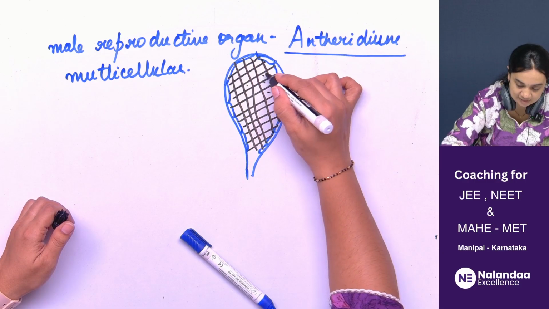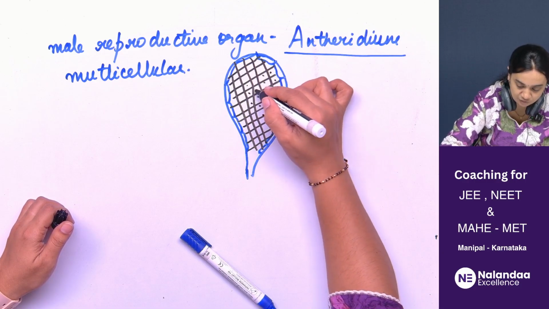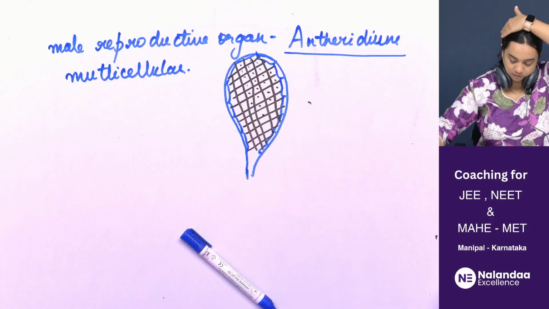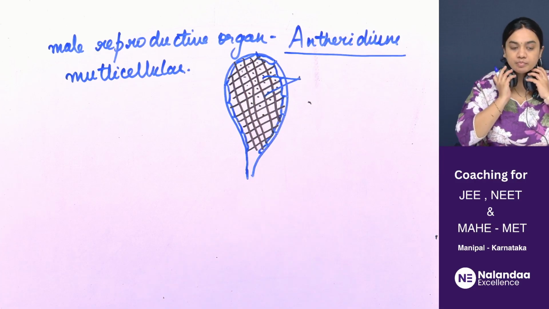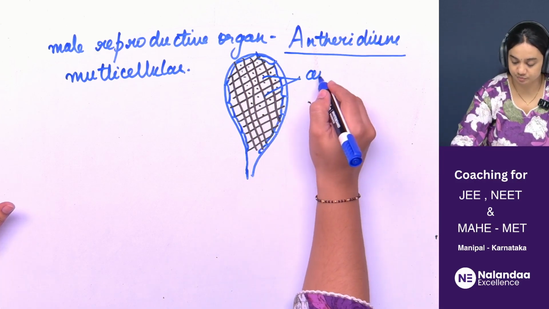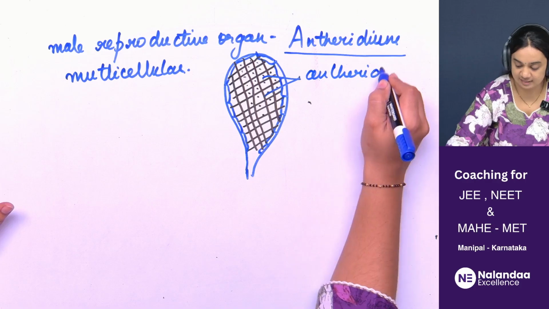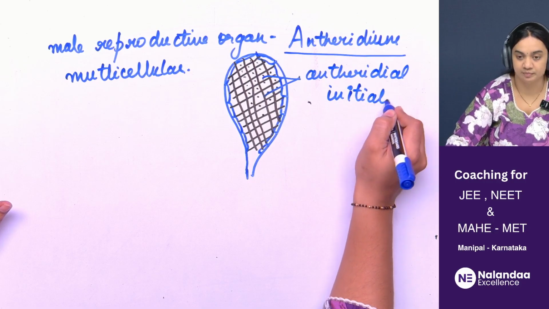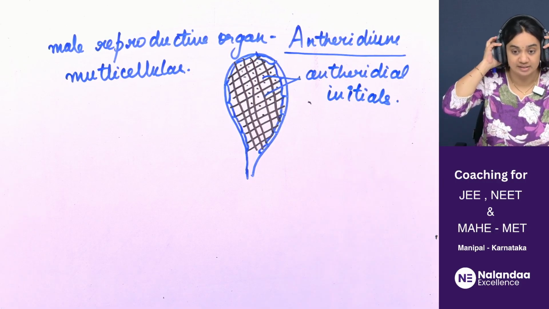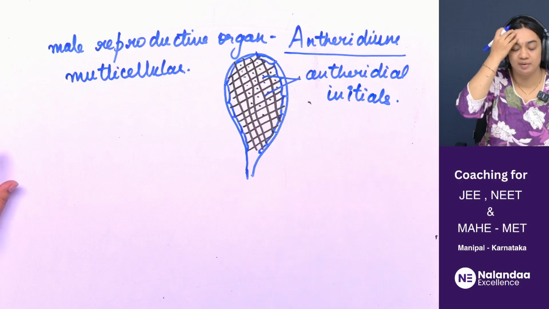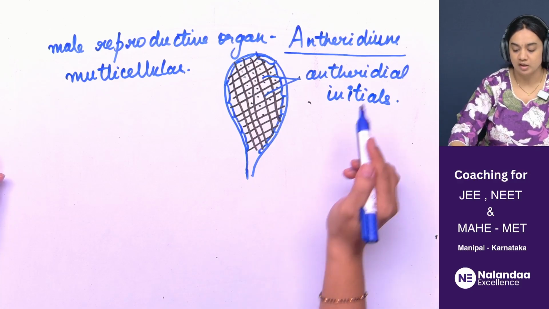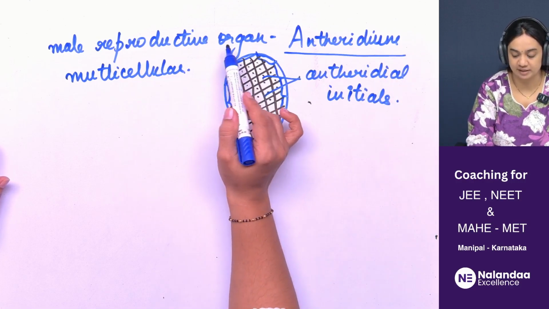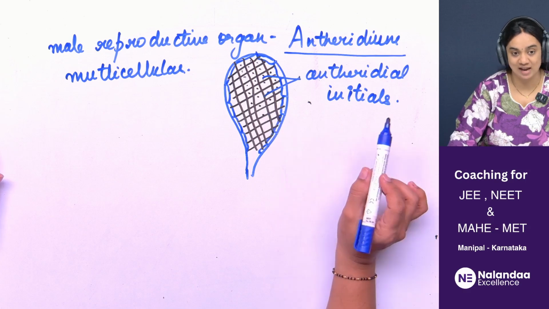Okay, inside this we have numerous cells. Each of these are called antheridial initials. Okay, they're called antheridial initials. Each cell is capable of developing into an antheridium. So antheridium is the male reproductive organ which will produce numerous cells called antheridial initials.